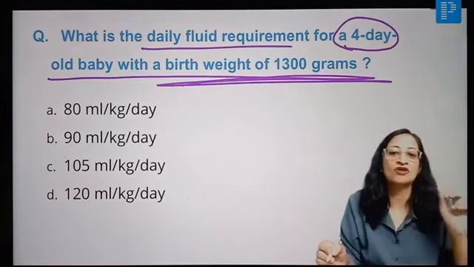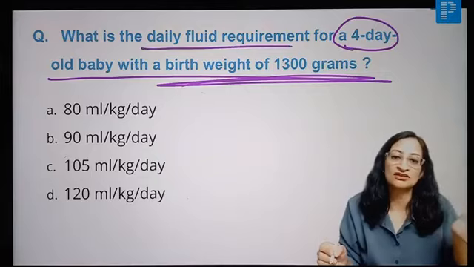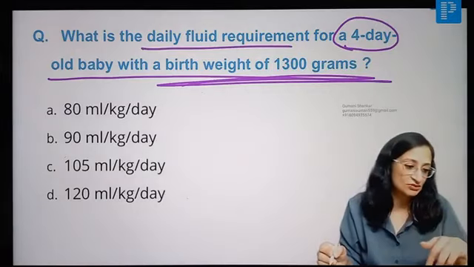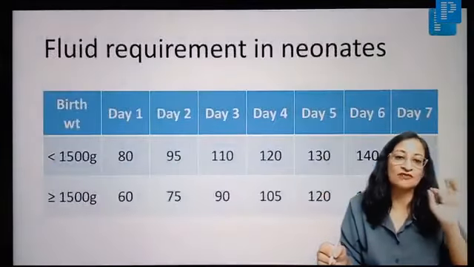Okay, so moving ahead, what is the daily fluid requirement of a 4-day-old baby with a birth weight of 1300 grams? Now, how to calculate how much fluid to give to a neonate, whether it is 80 ml per kg per day, 90 or 105 or 120 ml per kg per day. So the fluid requirement in neonates.